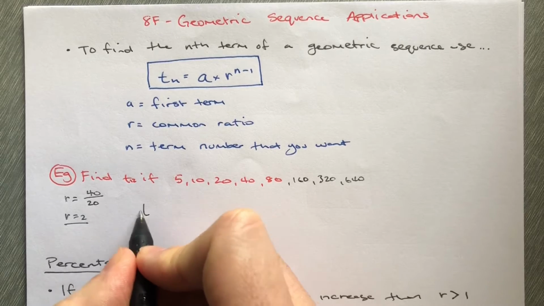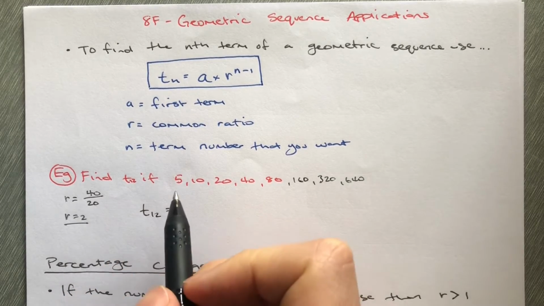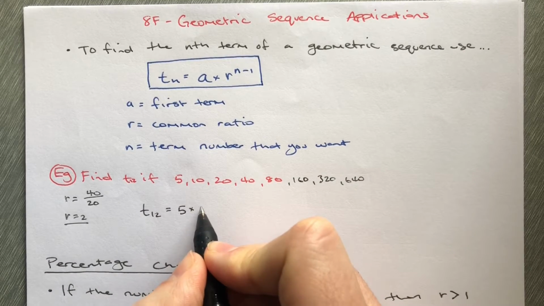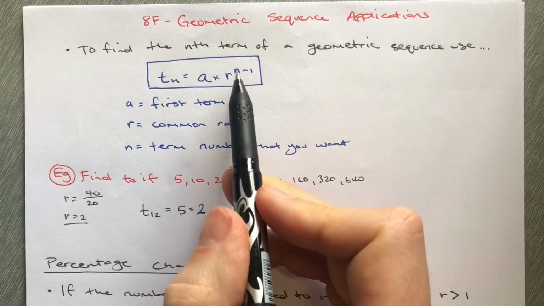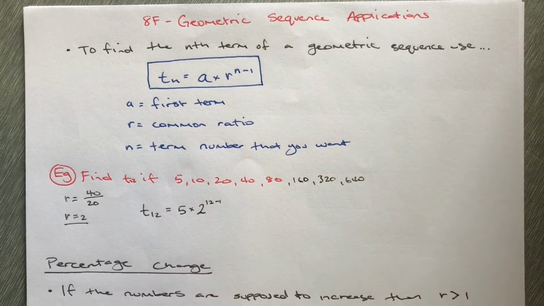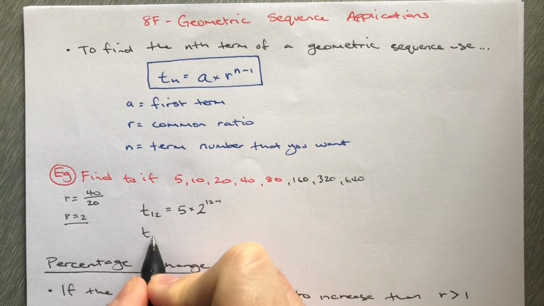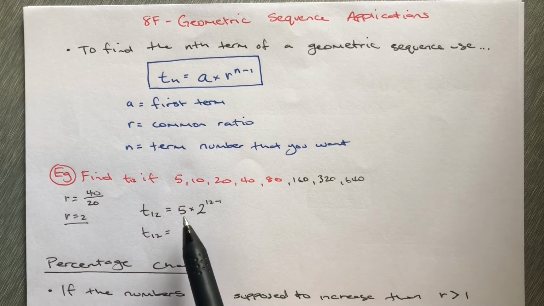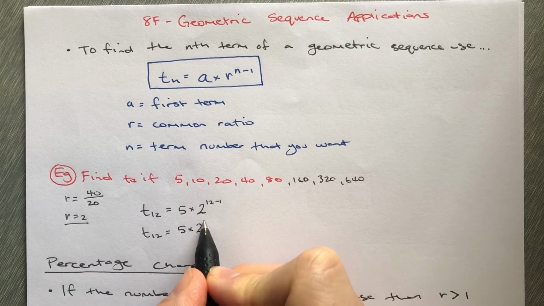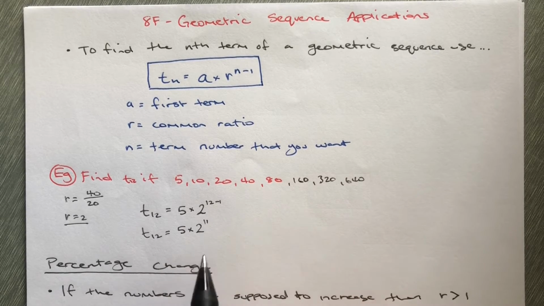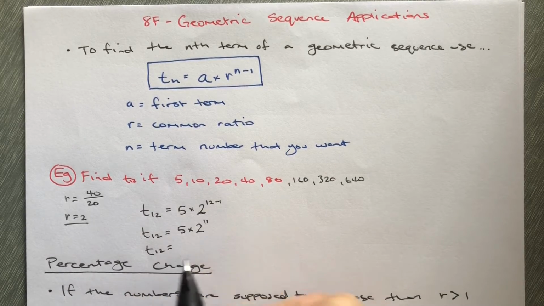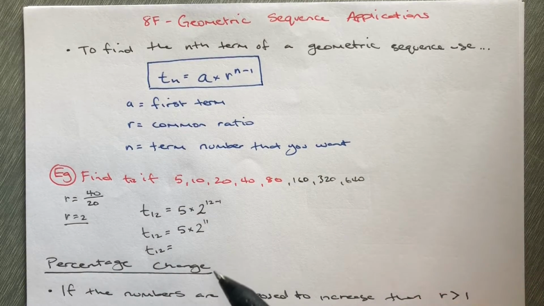So we want the 12th term, T12, and we need the first term, which is A, and our first term was 5. We need to times it by the common ratio, which is 2. And then in the power we have n minus 1, so that's 12 minus 1. So that means the 12th term is 5 times 2 to the power of 11. Now you could use your calculator to do that. I don't have my calculator right here, but I'll fill that in maybe later.